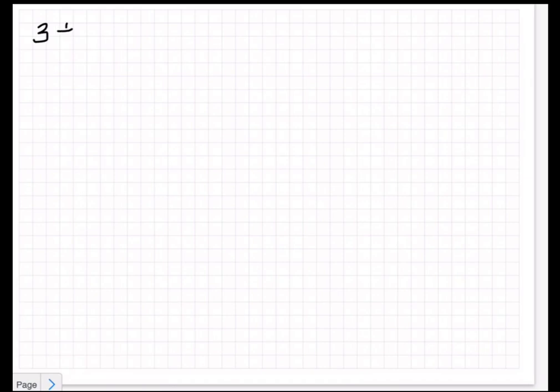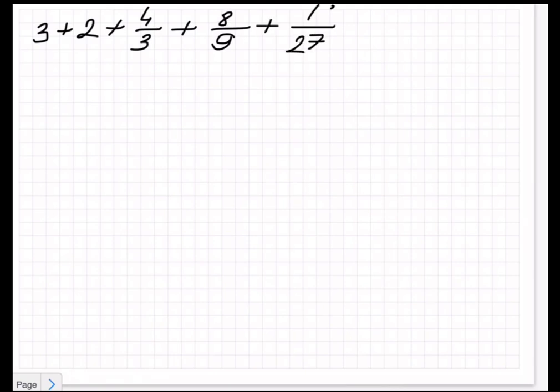3 plus 2 plus 4 over 3 plus 8 over 9 plus 16 over 27, and so forth. What is the sum of the infinite geometric sequence? We can see that the first term B sub 1 is equal to 3. Now, what about the common ratio?